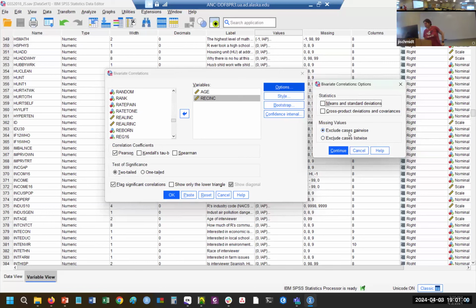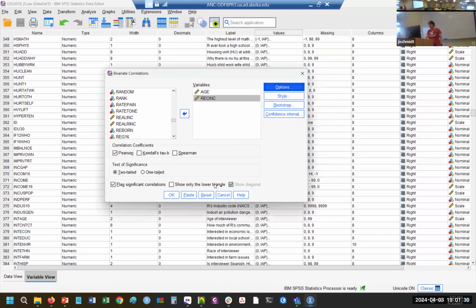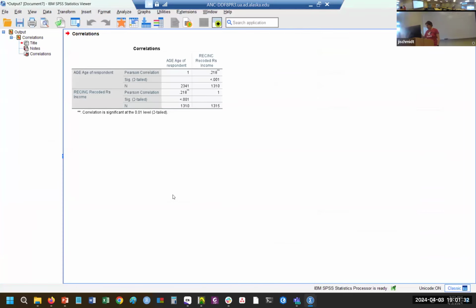If you check this exclude cases pairwise, it'll still include it, even though you don't have both variables predicting your dependent. If you check the listwise one, it'll throw it out. You only take whole cases where you have 100% data. Usually it's good to just leave this checked as the exclude cases pairwise, so we use more of our data. Okay? So make sure that's all done, then hit continue and then hit OK.